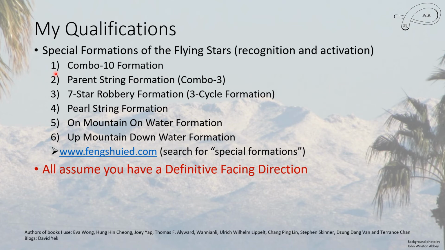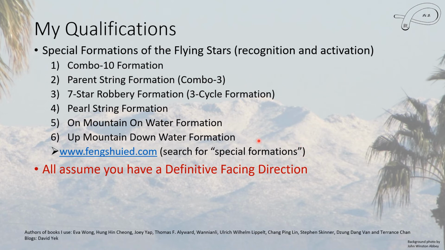Now, I promised to talk about special formations. There are plenty more than what I list here, but the reason I'm focusing on these 6 is because so long as you have a definitive facing direction, your house has a possibility of having one of these good formations. I'm not going to talk in great detail about what they look like. If you want to read more about it, you can go to this website. At last check, it's free. They do request a cryptocurrency donation, and if you do crypto, by all means, please use them.